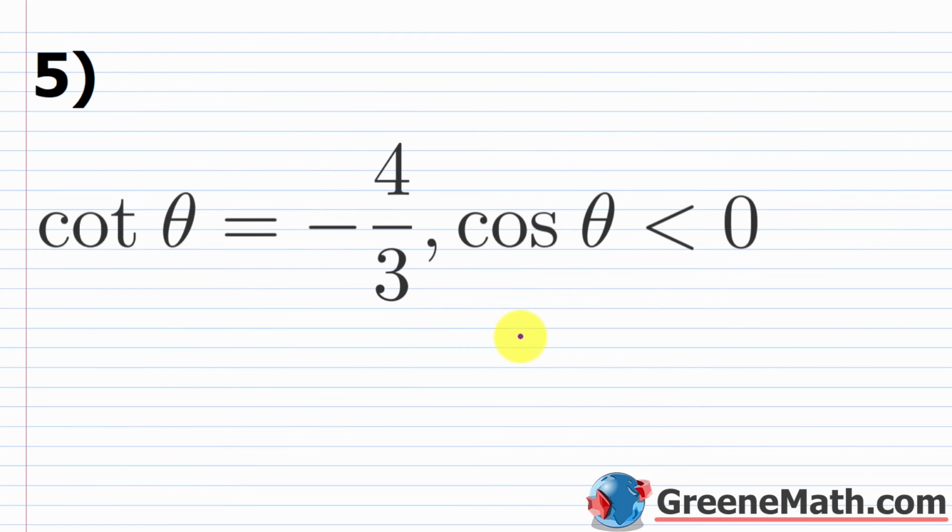All right, let's take a look at problem number 5. So we have that cotangent of theta is equal to -4/3. And then we're given that the cosine of theta is less than 0, or you could say negative.